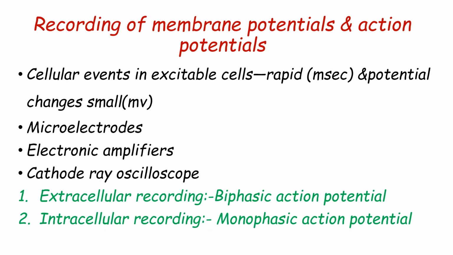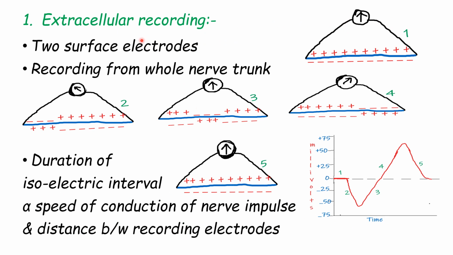So how do we do this? In the extracellular recording, we have two surface electrodes. The electrodes are placed on the surface of the nerve or fiber. Here we record from the whole nerve trunk. So both the electrodes are placed outside, on the outside surface of the nerve fiber, and then they are connected to a cathode ray oscilloscope. I'm not showing the cathode ray oscilloscope here, I'm showing just the deflections.